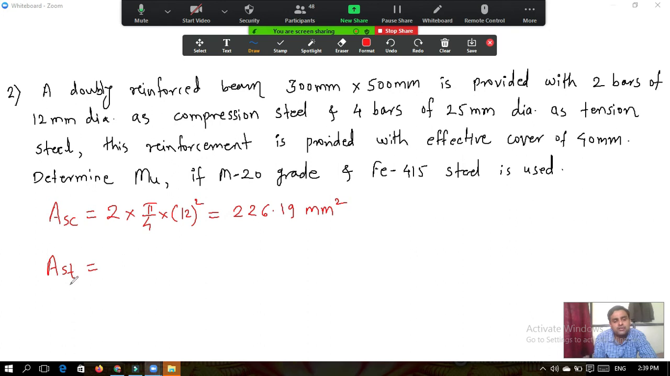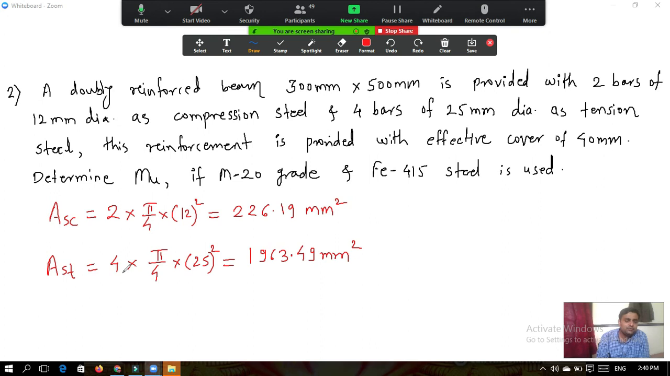Calculate the total area of steel in tension zone. In tension zone, 4 bars of 25 mm diameter are given. So 4 into pi by 4 into 25 square. In the last problem we have done this. What is the answer? 1963.49 mm square. So this is the area of steel in compression, and this is the area of steel in tension.